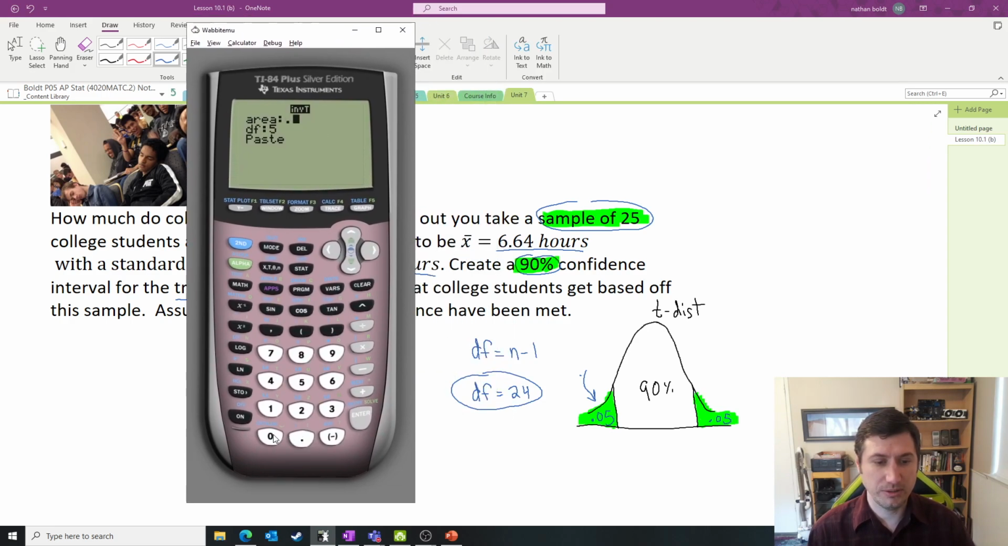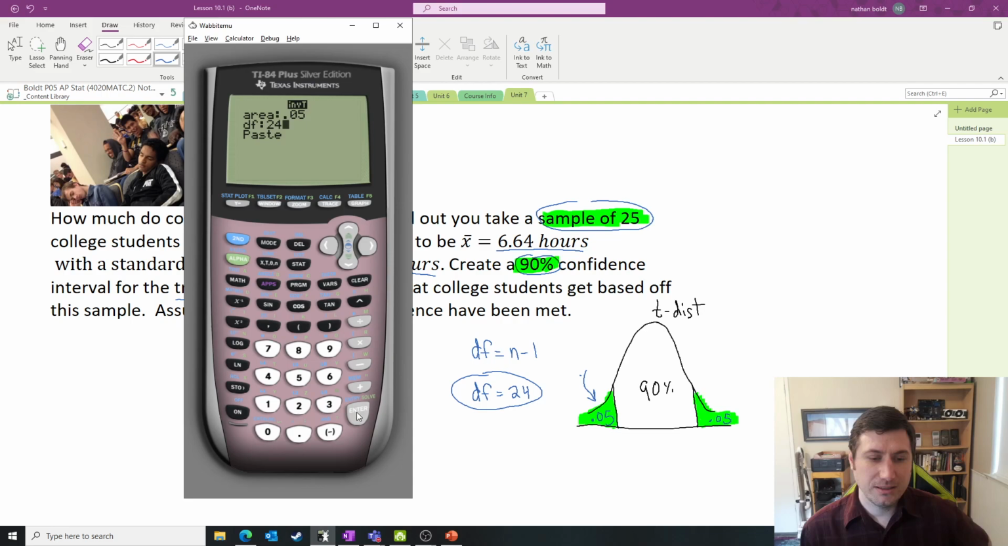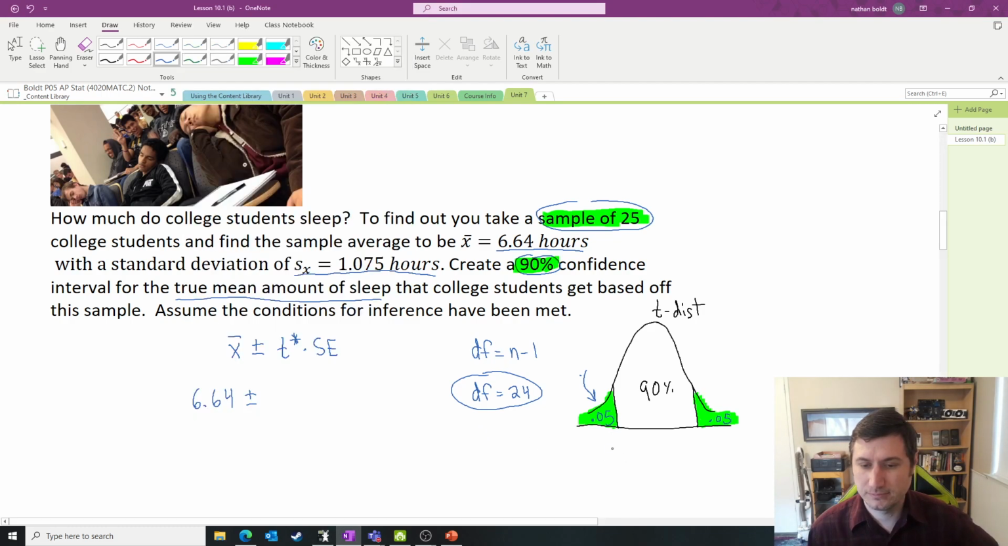So area, 0.05. Degrees of freedom, 24. And then that will give me my t-star. Negative 1.71. Now that's the left boundary. They gave it to us as a negative because that's the left boundary. The right boundary would be positive 1.71.